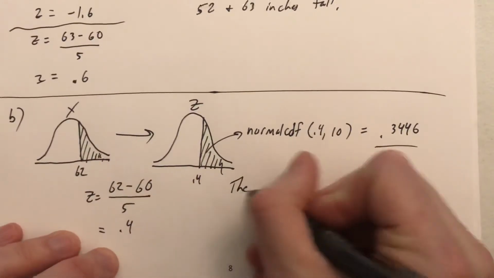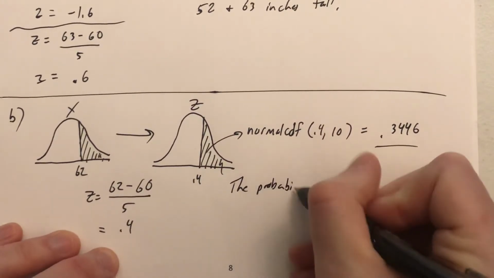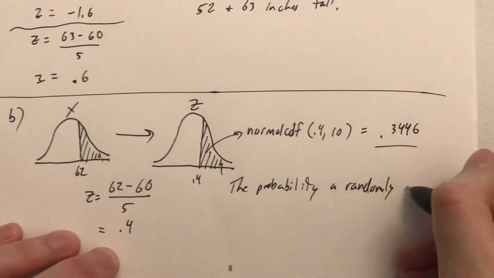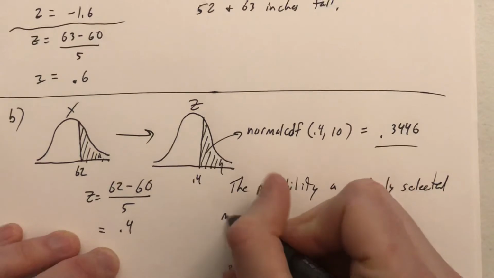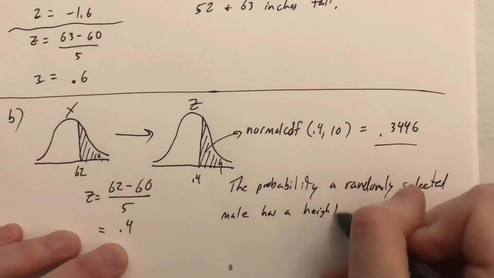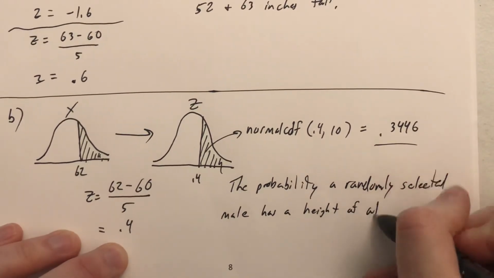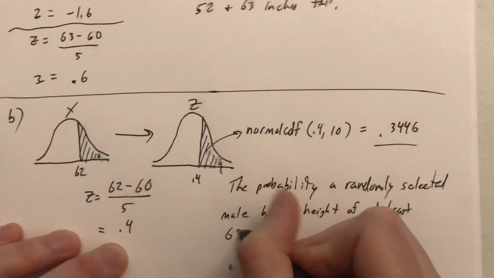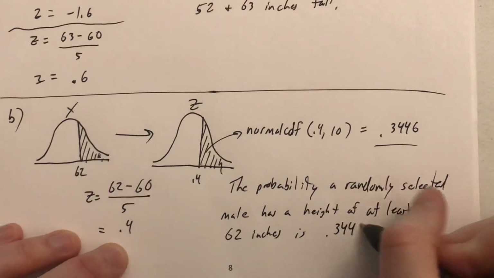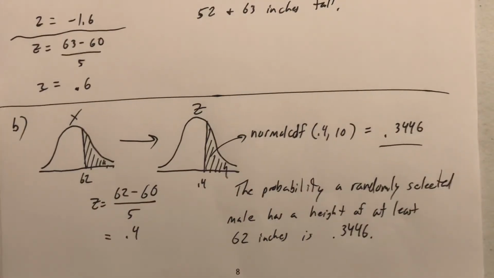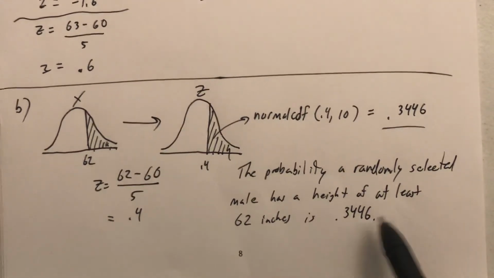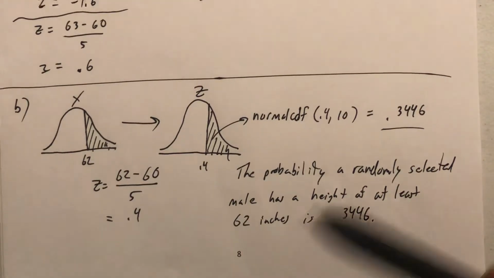So we'll say something like the probability a randomly selected male has a height of at least 62 inches is 0.3446. Now you can always represent probability as a percentage. You could still write this as 34.46%. It's just the idea of the phrasing of the sentence based on the phrasing of the question.